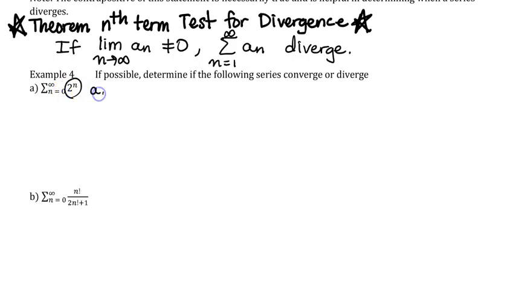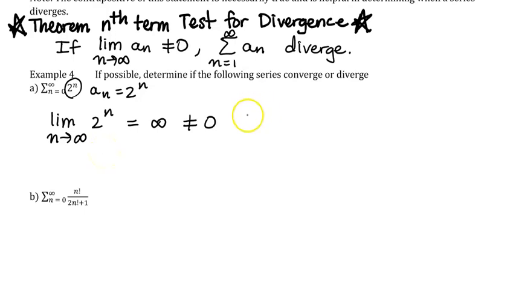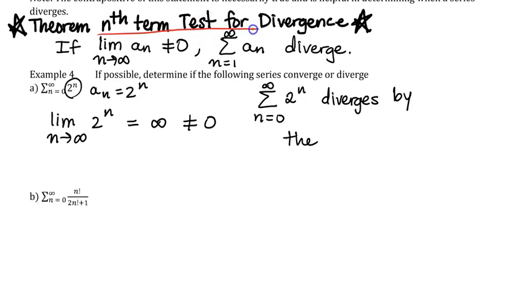So I can see here a sub n, the sequence on the inside of that series, is 2 to the n. Let's look at the limit as n approaches infinity of 2 to the n. As n gets really big, even if you want to change that into an exponential function 2 to the x, that grows off to infinity, which is not 0. So we took the limit of what was on the inside of the series and we did not get 0, so we can automatically conclude that the sum from n equals 0 to infinity of 2 to the n diverges. And I'm concluding that by the nth term test for divergence.